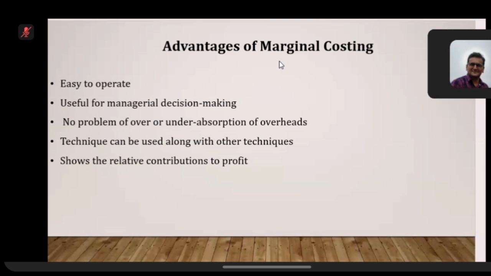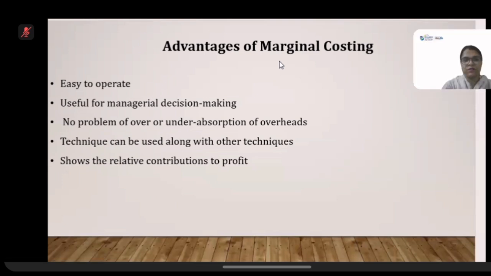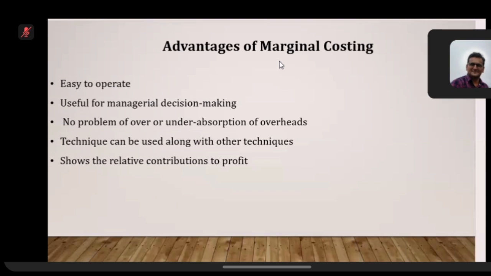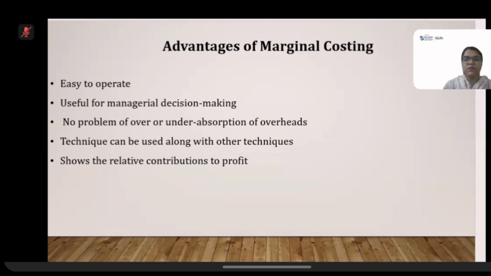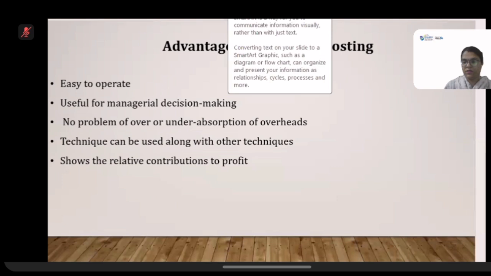I want to understand more about EBITDA margin also. That we don't have in this syllabus. Okay. Thank you, ma'am. Welcome.